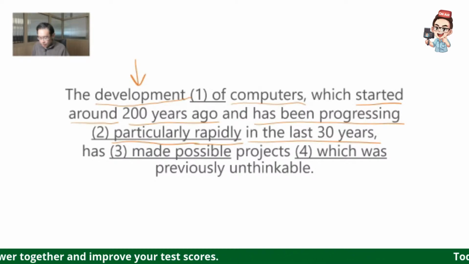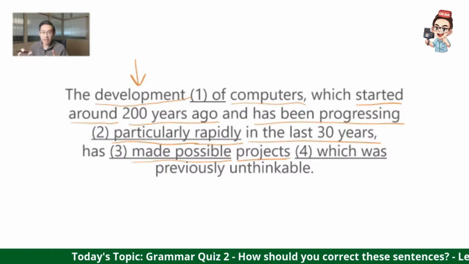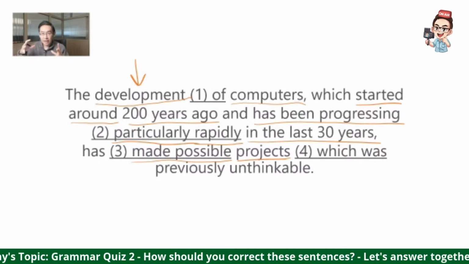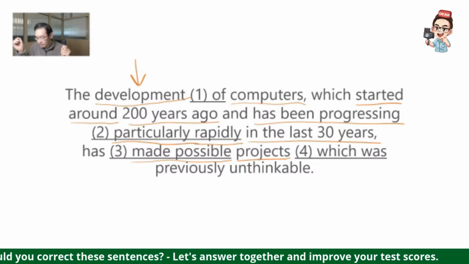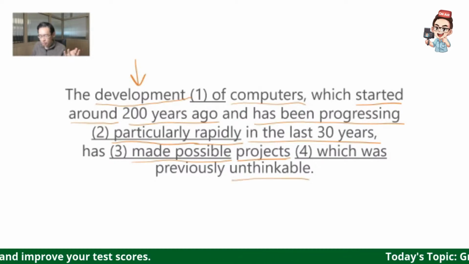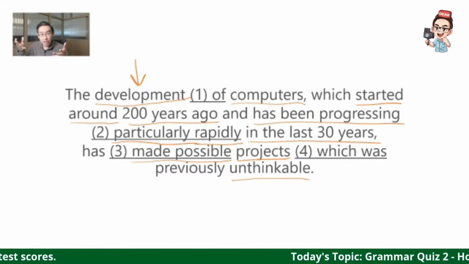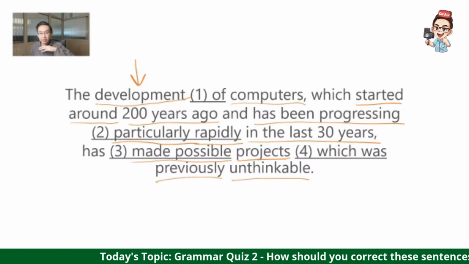So make something possible, make something a reality. Okay, projects. So projects are like things which you plan to create, to do, and to achieve a goal. Okay, which was previously unthinkable. So it's talking about projects which, in the past, were unthinkable. You can't think about it because it was not possible. It was impossible in the past. Previously is referring to the past.